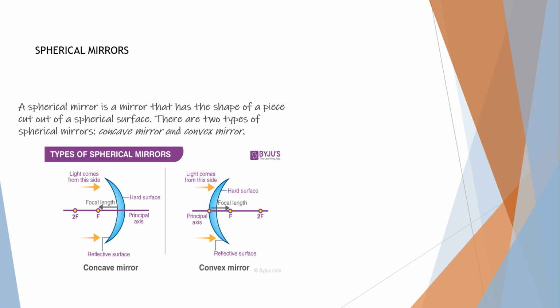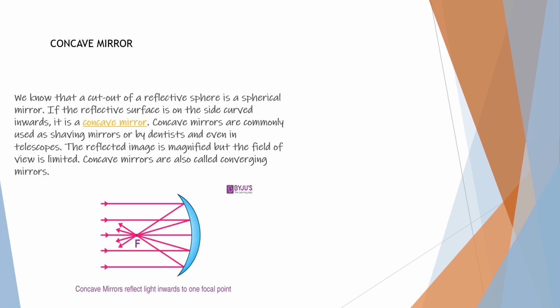So what are spherical mirrors? A spherical mirror is a mirror that has the shape of a piece cut out of a spherical surface. There are two types of spherical mirror: concave mirror and convex mirror. Concave mirror. We know that a cutout of a reflective sphere is a spherical mirror. If the reflective surface is on the side curved inwards, it is a concave mirror. Here you can see the reflective surface is facing inward.